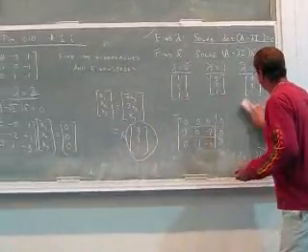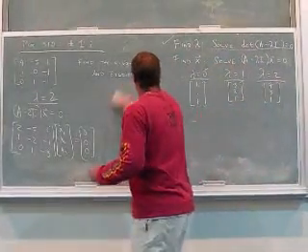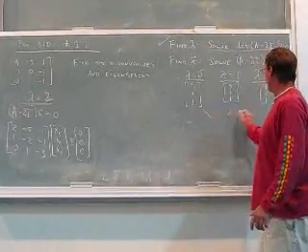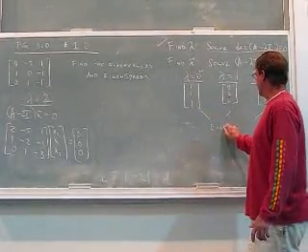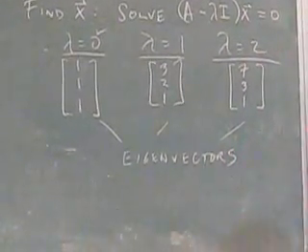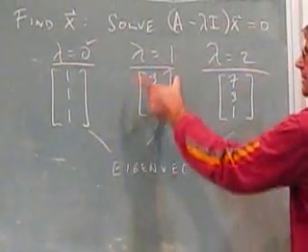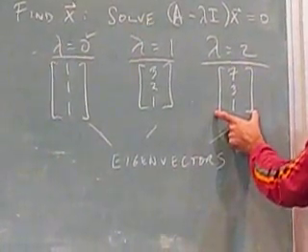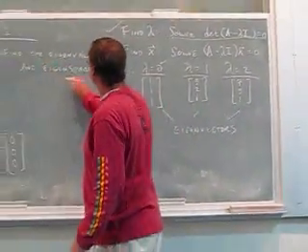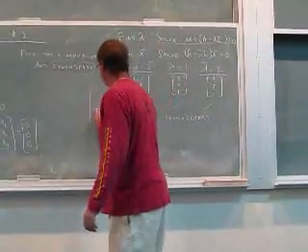I want to just attach the appropriate vocabulary to these things. These here are eigenvectors. Okay, those are the eigenvectors. This is the eigenvector for lambda equals 0. This is the eigenvector for lambda equals 1, and so on. This is the eigenvector for lambda equals 2. The difference between the eigenvector and the eigenspace is this.